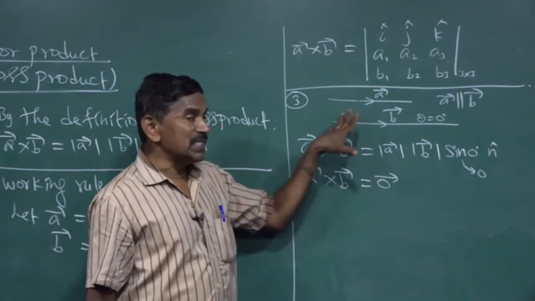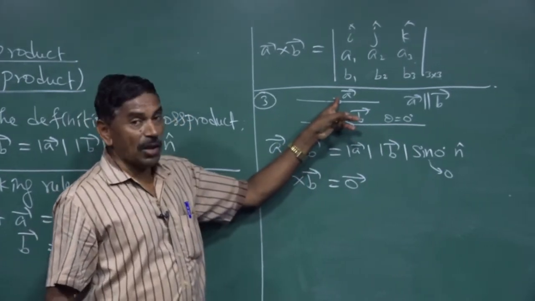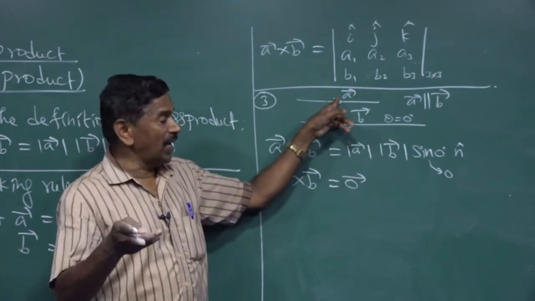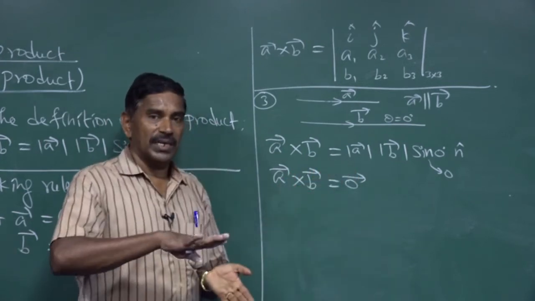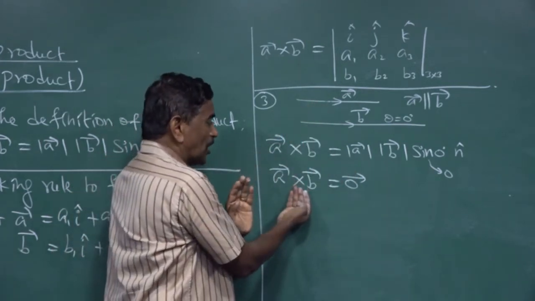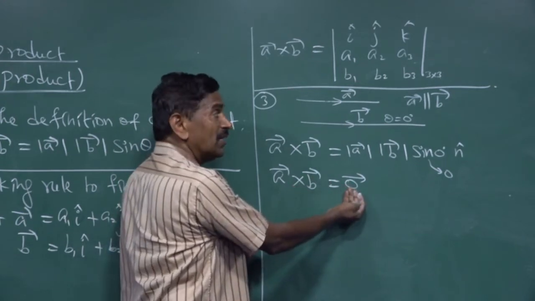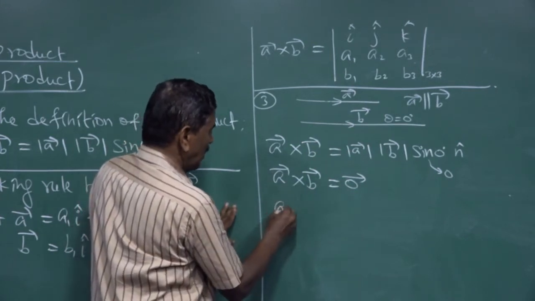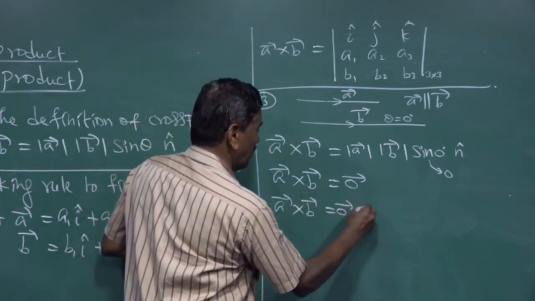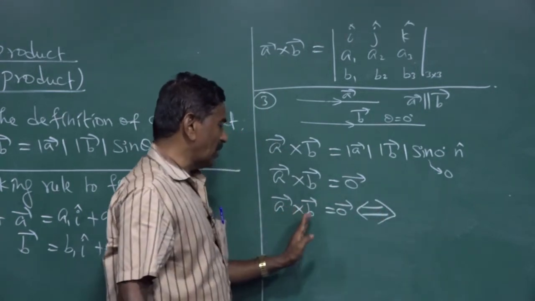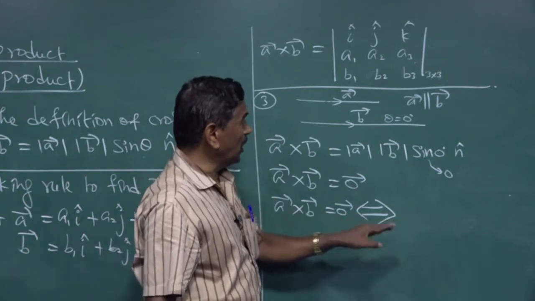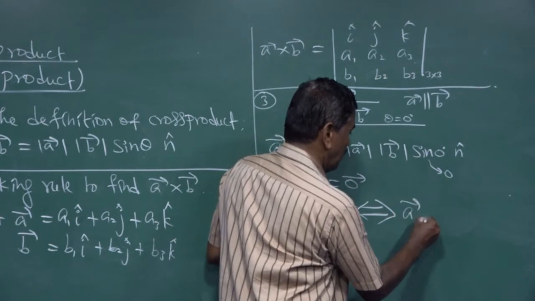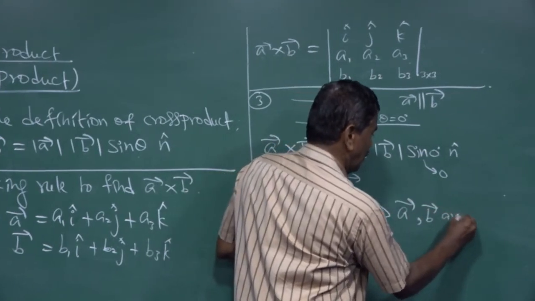Now, listen to the concept. If A vector and B vector are parallel, then its cross product equals 0. Conversely, if the cross product of two vectors equals 0 vector, then the two vectors are parallel. Now listen to the conclusion: A vector cross B vector equals 0 vector if and only if A vector and B vector are parallel.